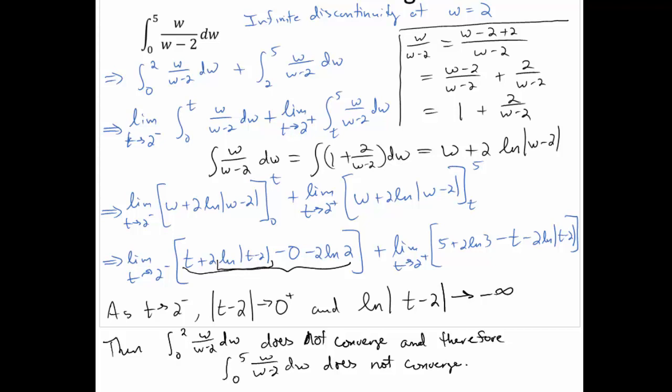So we broke up the integral into its two pieces, and we were able to show that one piece does not converge. So it doesn't matter what happens to the other piece. If one piece doesn't converge, then the entire integral will not converge. All right, that completes the presentation for this section.